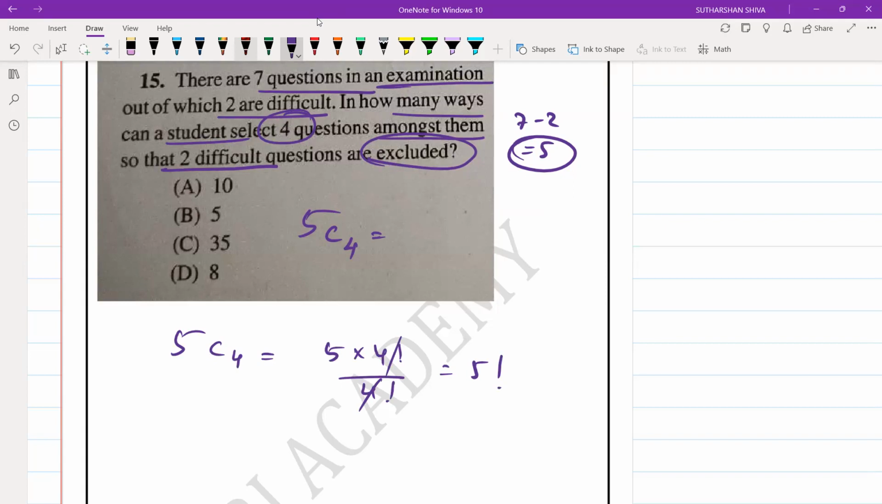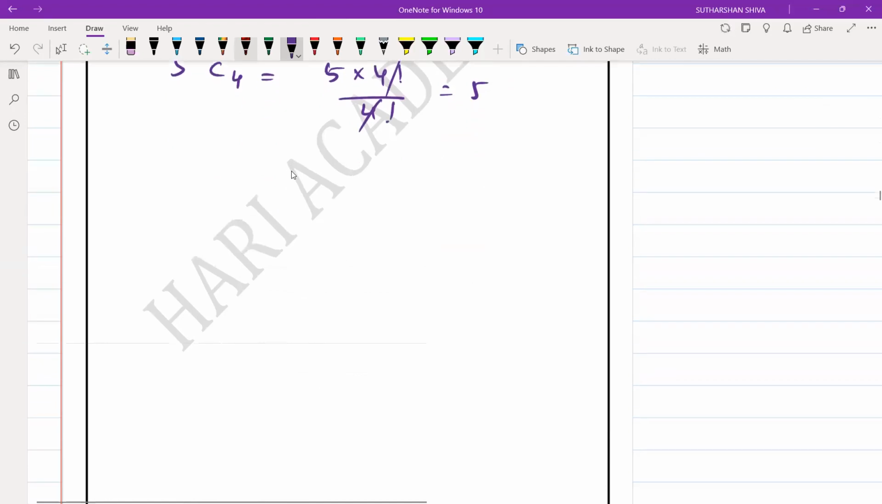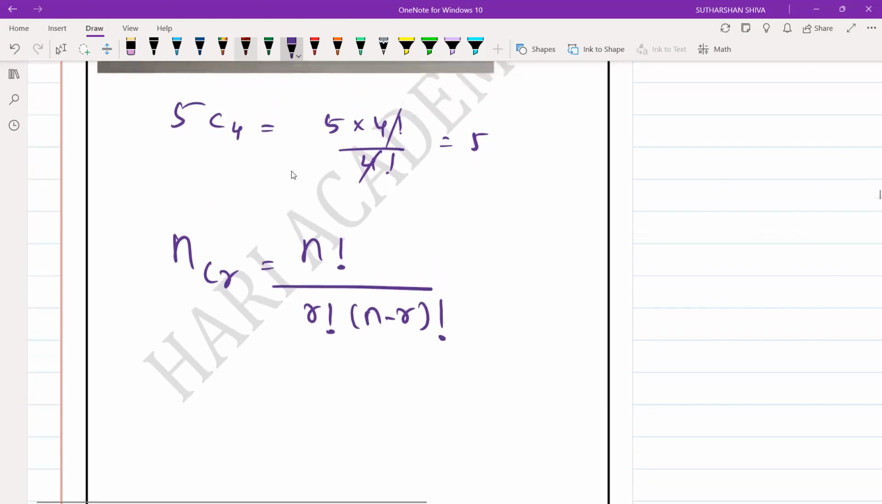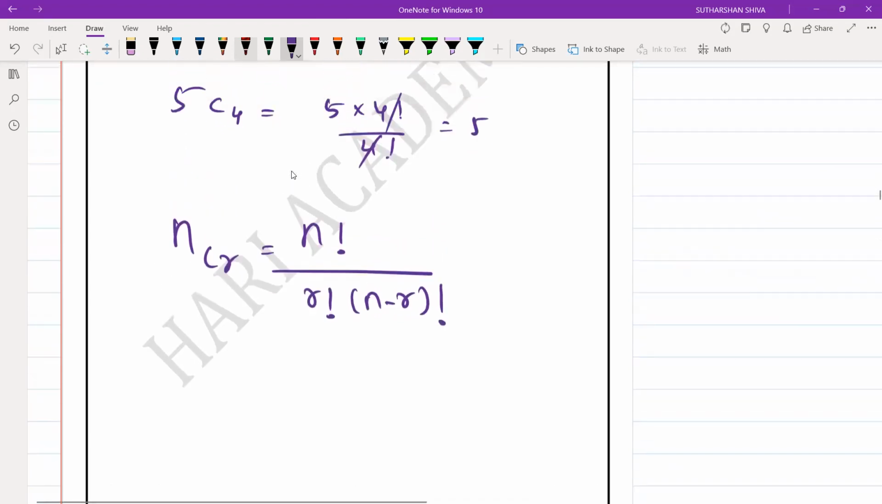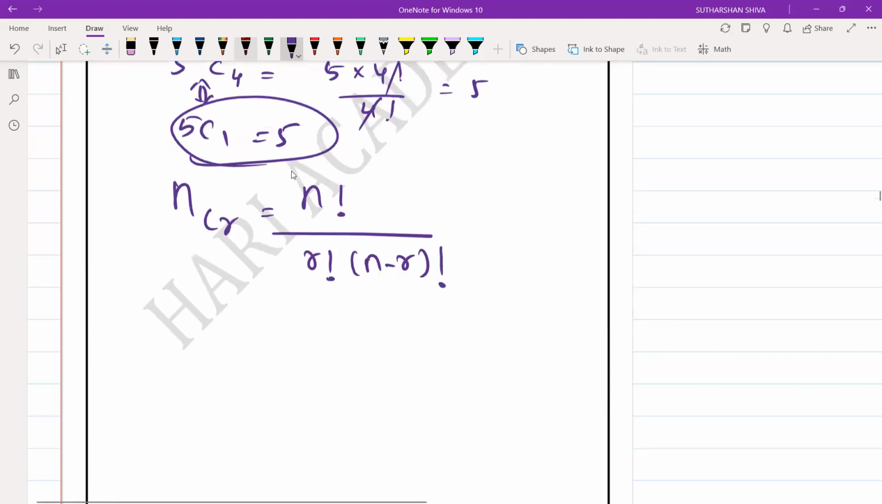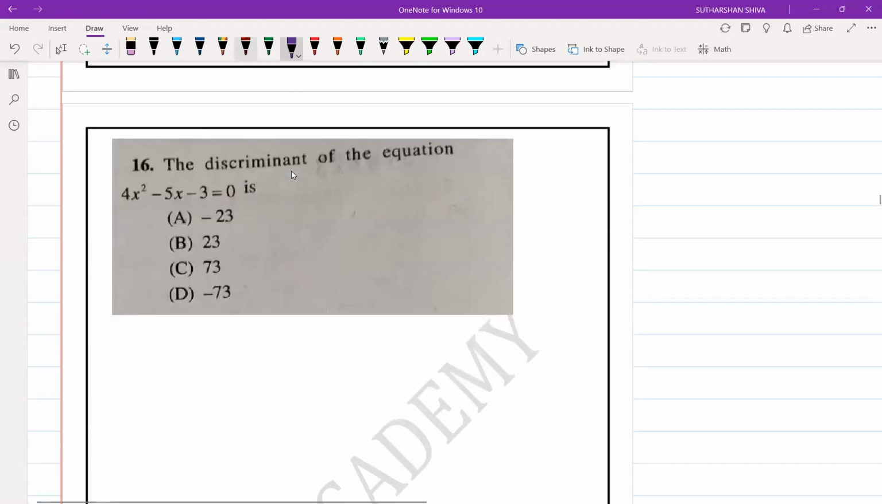What is the formula? That's what I need to tell. If you remember the formula, it will be easy. nCr is equal to n factorial divided by r factorial into (n minus r) factorial. From this, we can simply write it down. I will also tell you 5C4 is the same as 5C1. 5C1 is exactly 5. In this way you can also do the alternative approach. So my answer is option B.